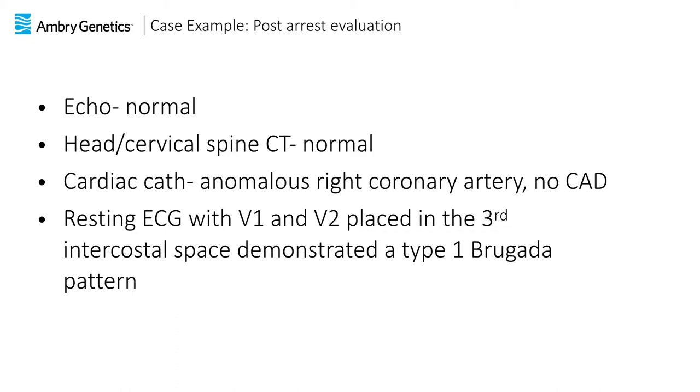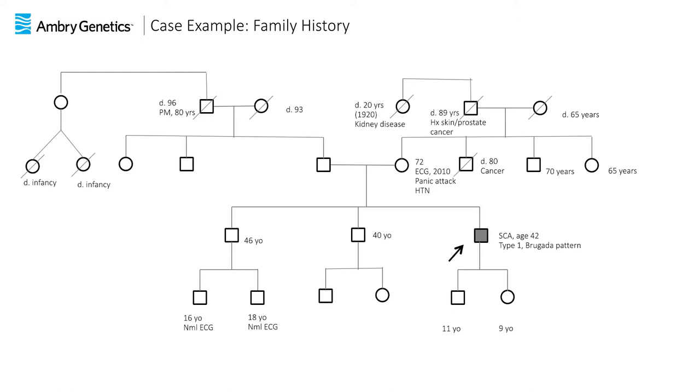He did have a resting electrocardiogram with the V1 and V2 leads placed in the third intercostal space, and that elicited a type 1 Brugada pattern. At this point is when I met with the patient. So a type 1 Brugada pattern in a 42-year-old male who experienced a sudden cardiac arrest certainly meets the diagnostic criteria for Brugada syndrome. This was the initial pedigree or family history that had been collected.